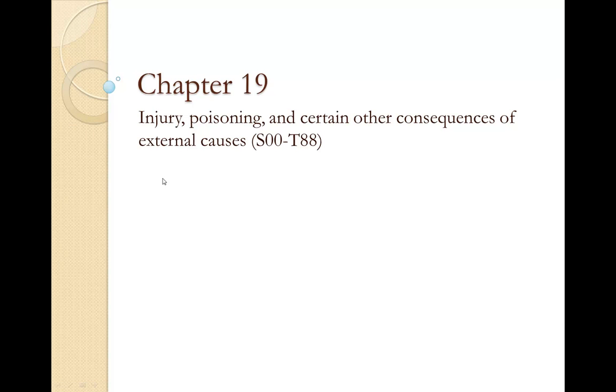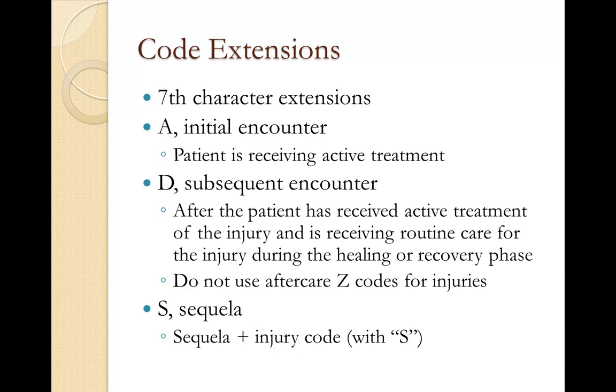All right, we're down to the last three chapters. Here's chapter 19, Injury, Poisoning, and Certain Other Consequences of External Causes, S00 to T88. So this chapter includes all of our injury codes, our poisoning codes, adverse effects, toxic effects, complications, all of those kinds of things. There are a lot of seventh character extensions in this chapter.